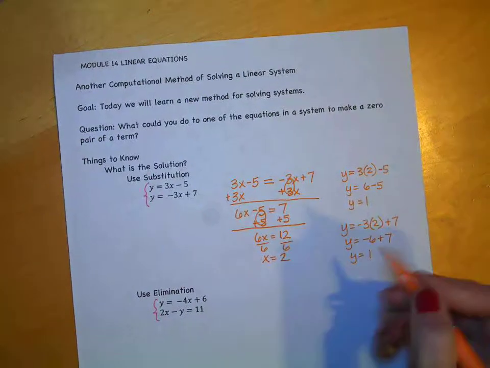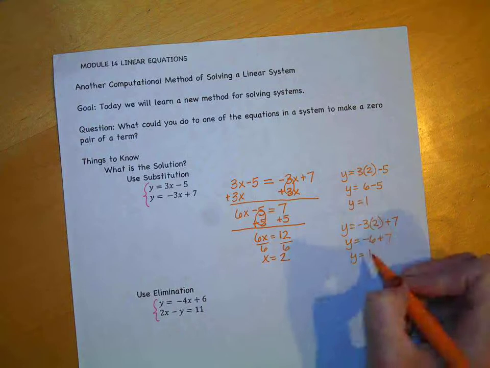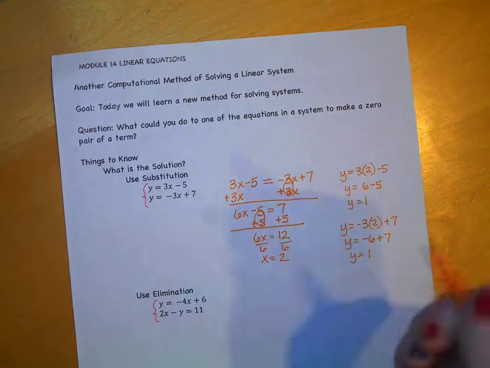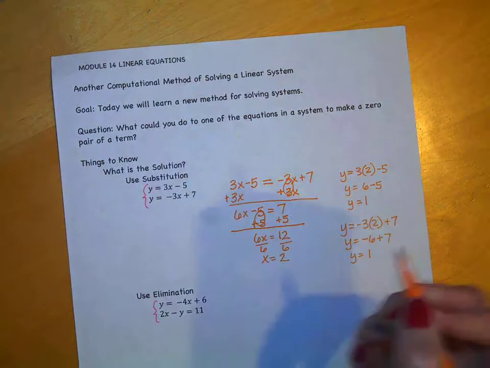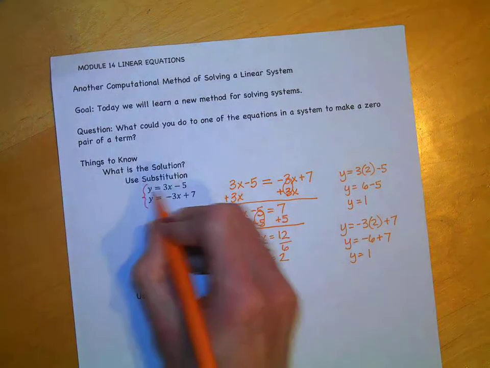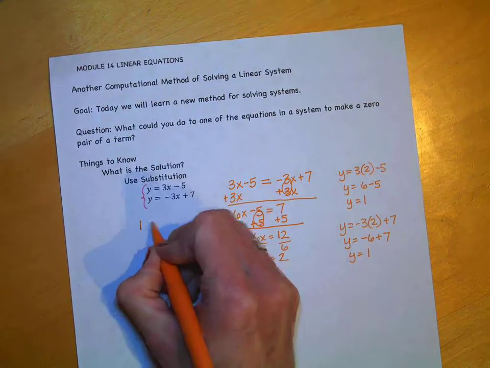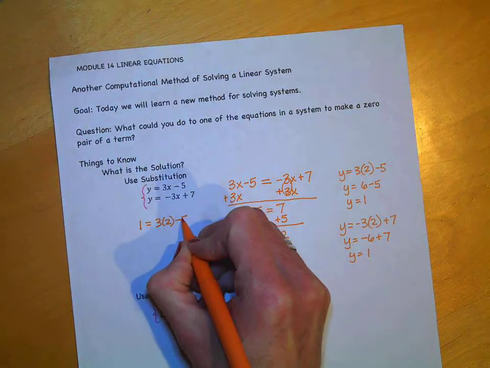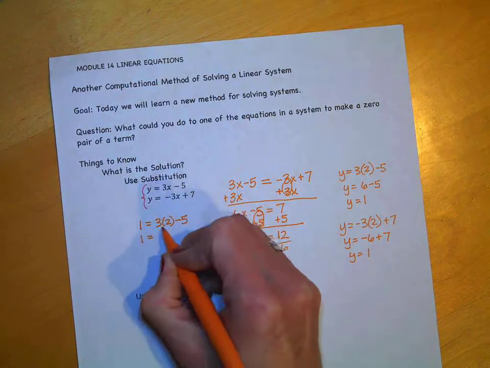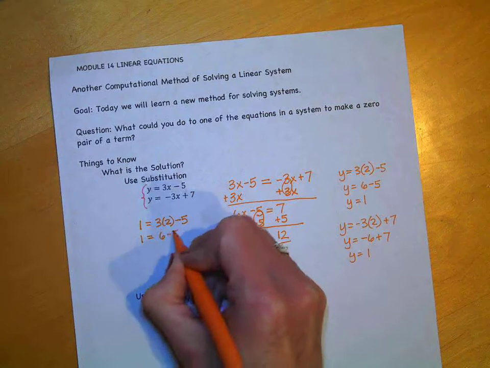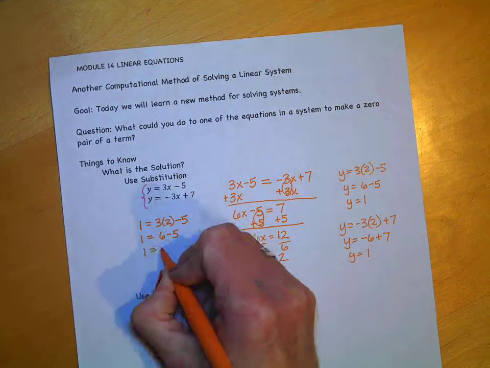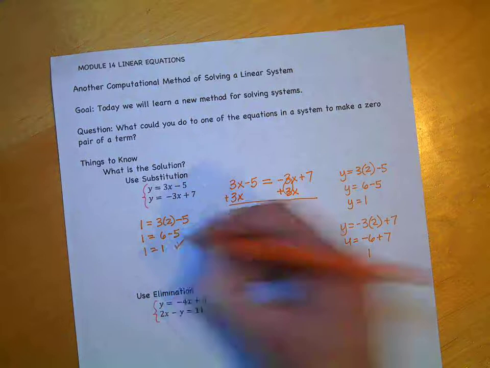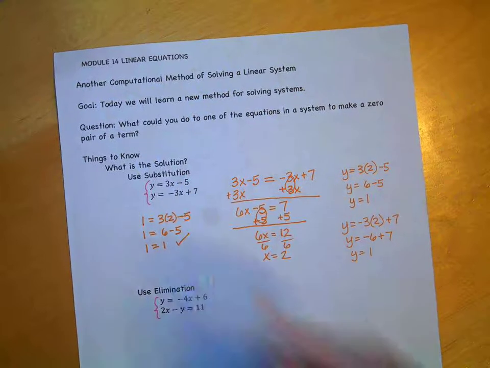So y equals 1. So again, it came out correctly. And now, for the final way to substitute it in, we're going to try it both ways. So in this equation, we have 1 equals 3 times 2 minus 5. So 1 equals 3 times 2 is 6 minus 5, and 1 equals 1. So there you go, boys and girls. You see that it works.